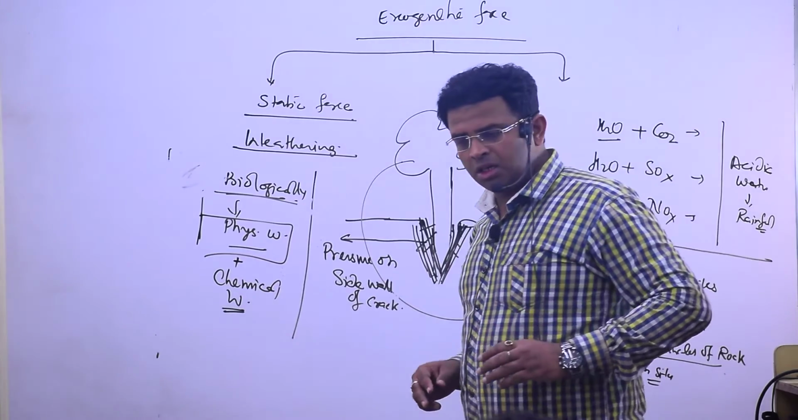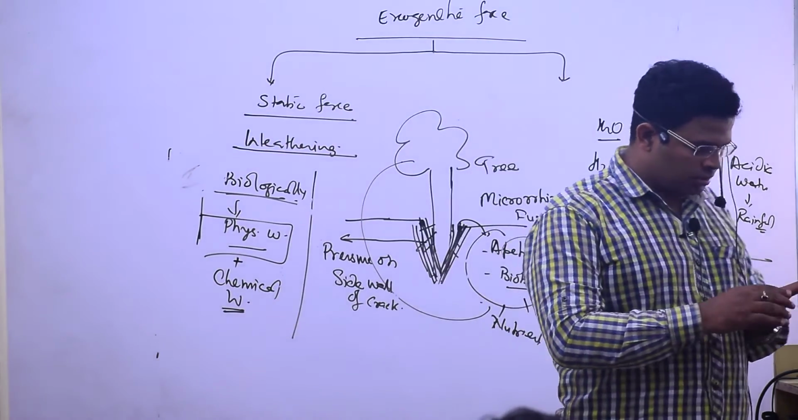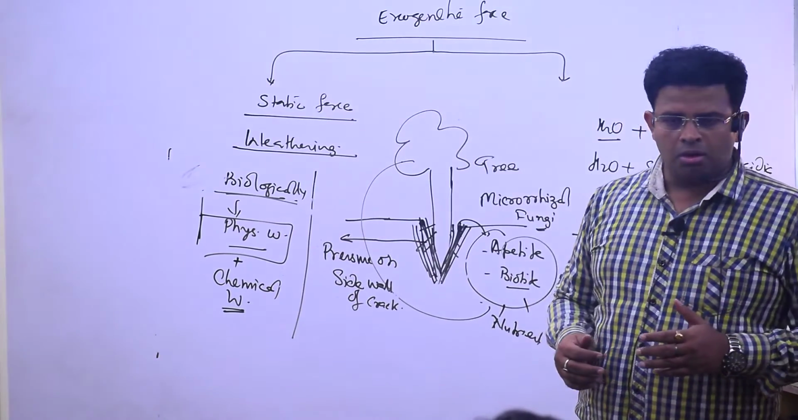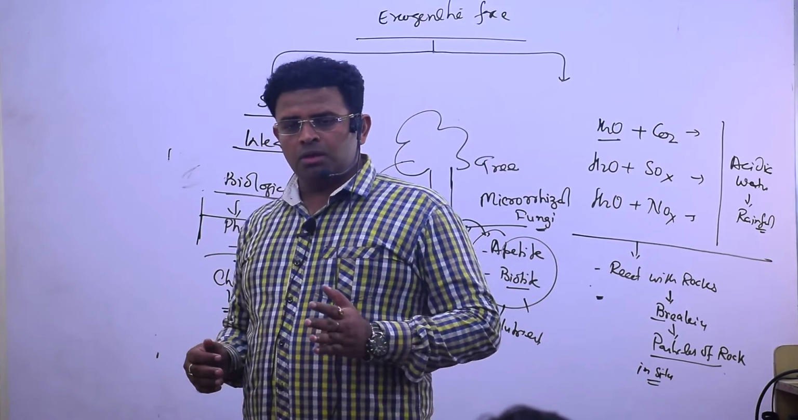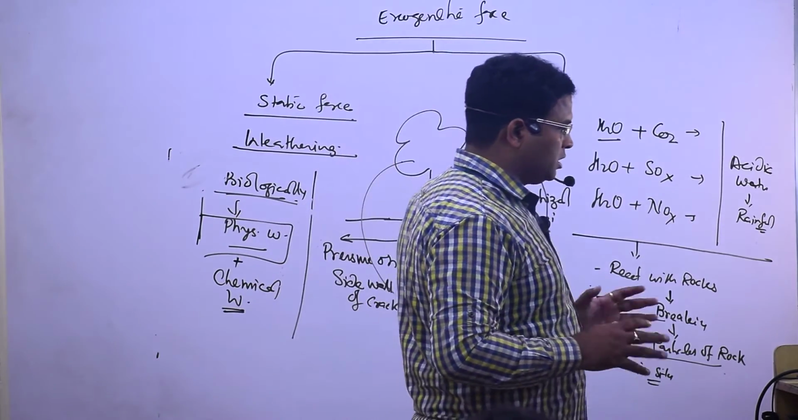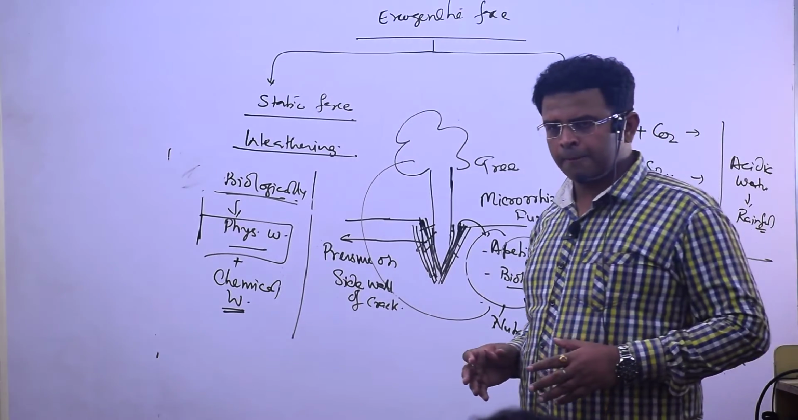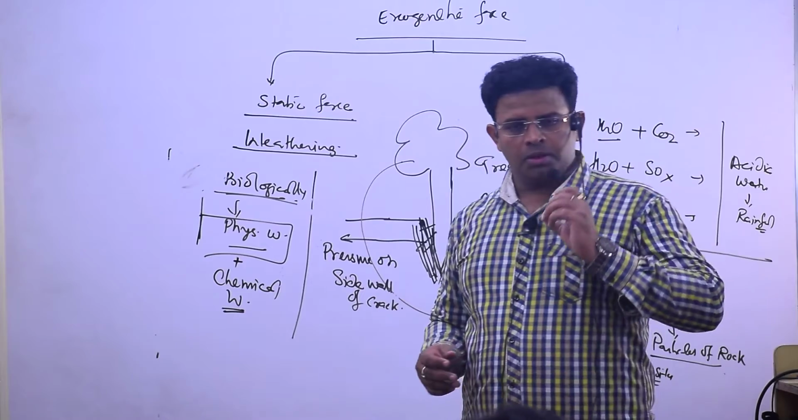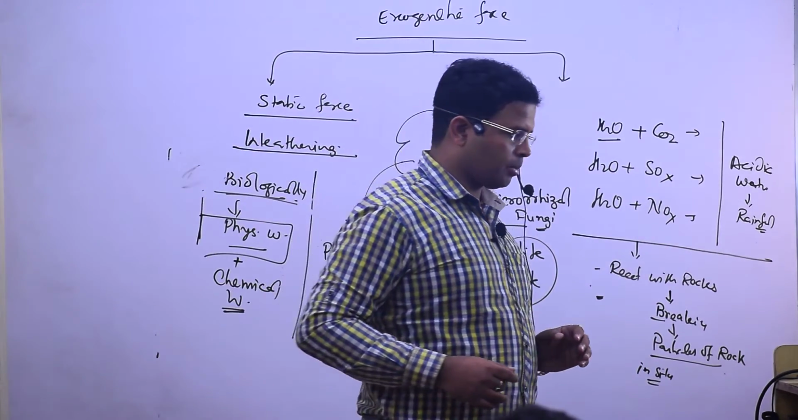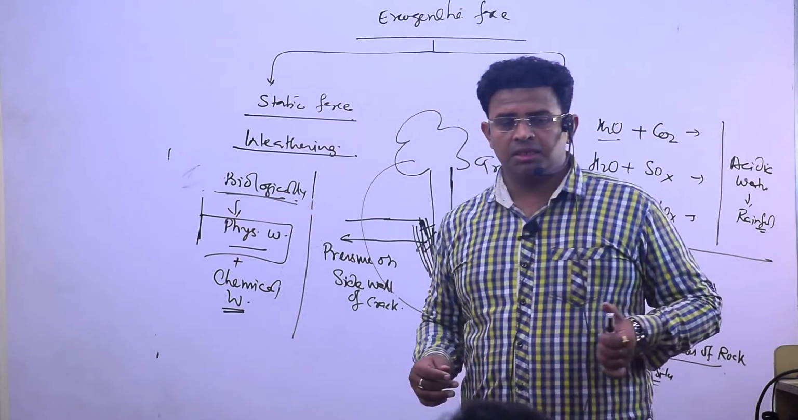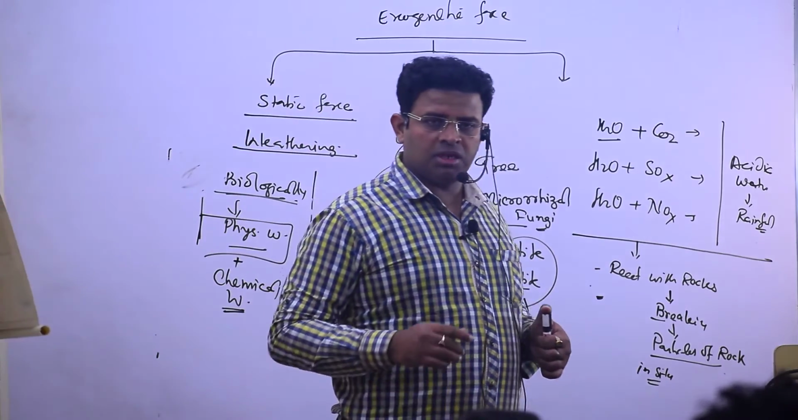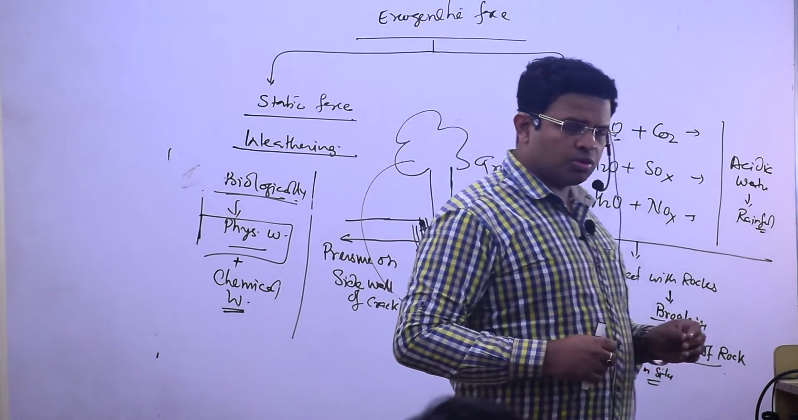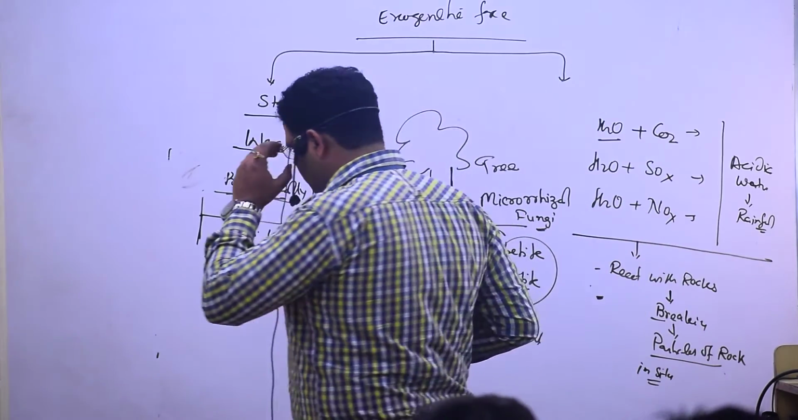What is the definition of weathering? It is a static phenomenon in which there is a disintegration and decomposition of rock into particles of rock by physical, chemical and biological factor in its situ. In its situ, in their origin. When they break, they remain in the origin. They will not move here and there. So did you understand what is weathering? So weathering is a static phenomenon.